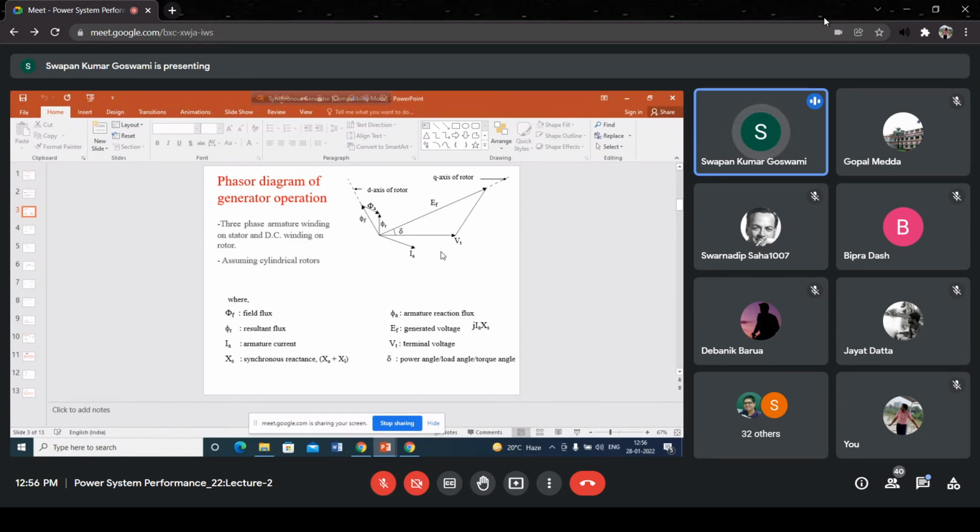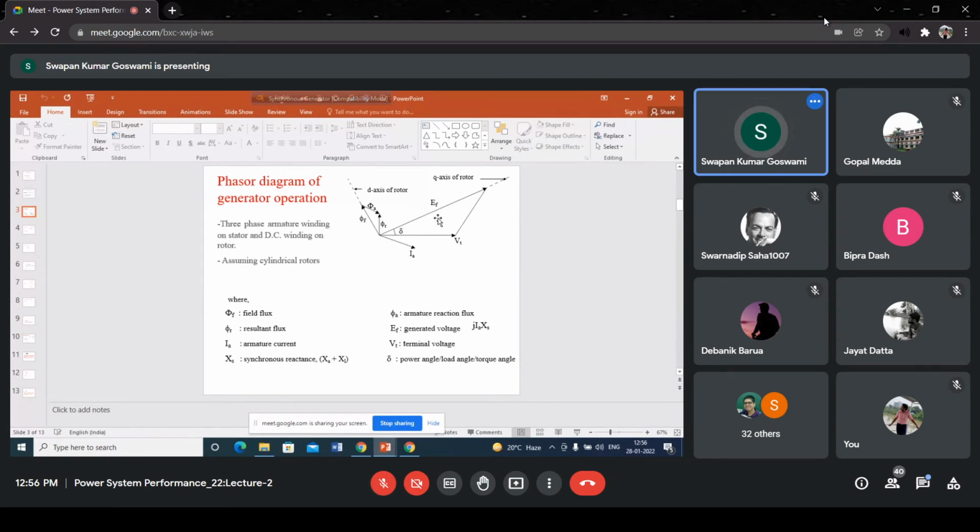Infinite bus voltage, obviously, this is an alternating voltage, so it has a frequency. What is the frequency? That frequency is constant, that is the synchronous frequency. So, Vt is rotating at synchronous frequency. That means angular speed of Vt is synchronous. At steady state, EF is also rotating at synchronous speed. EF is the induced voltage.